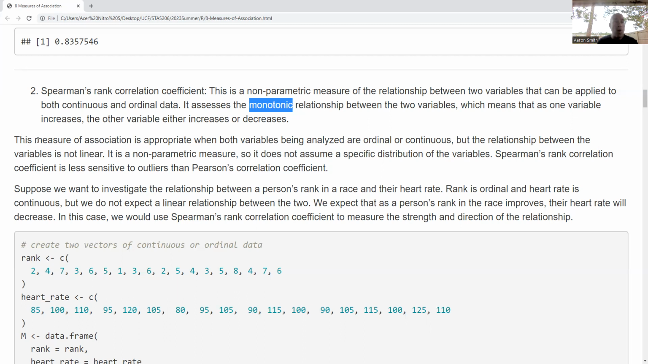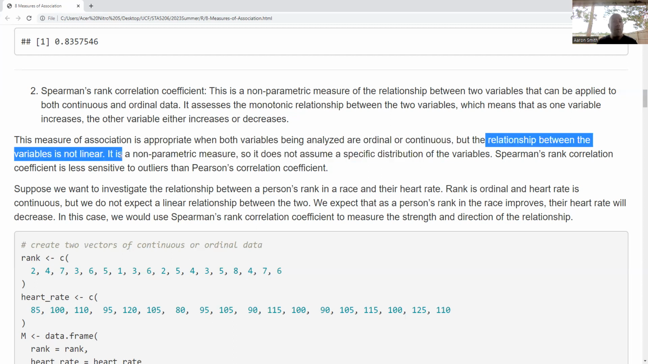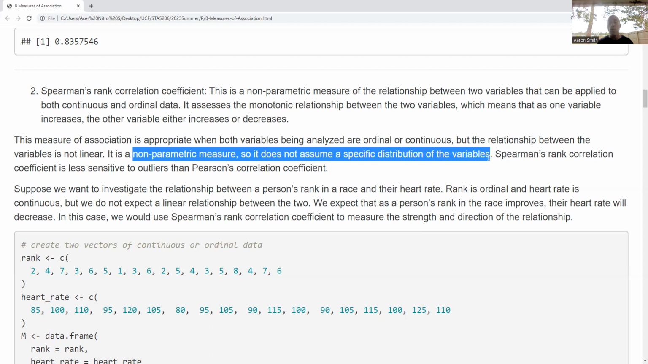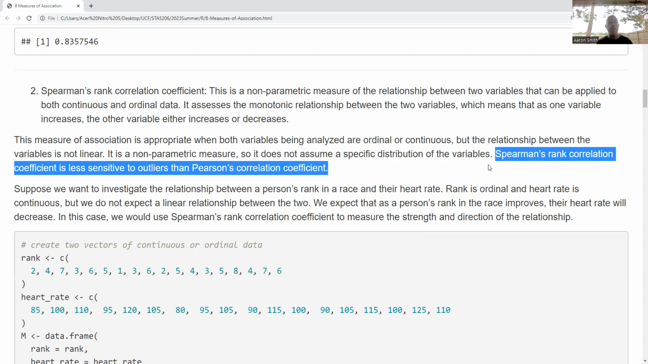All right, so this measure of association is appropriate when both variables being analyzed are ordinal or continuous, but the relationship between the variables is not linear. So if I have a linear relationship, or I want it to be a linear relationship, I'm going to use Pearson's correlation. If I'm more flexible on the relationship between variables, I'm going to use Spearman's rank correlation coefficient. So remember, Spearman's correlation is non-parametric. So it does not assume a specific distribution for the variables. And this is less sensitive to outliers than Pearson's correlation coefficient.